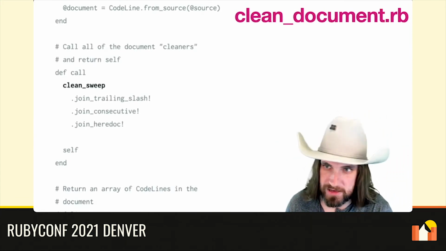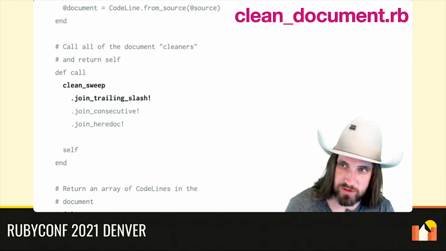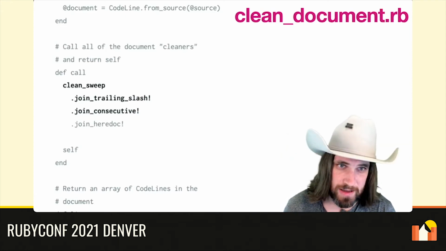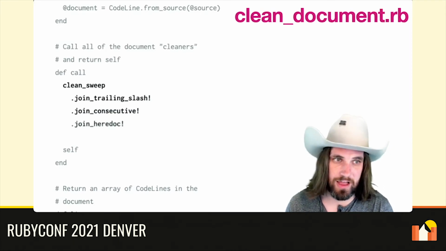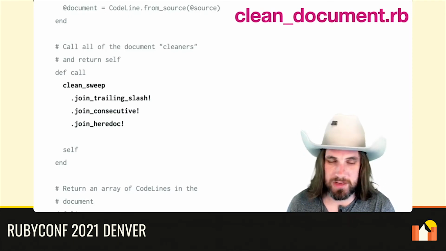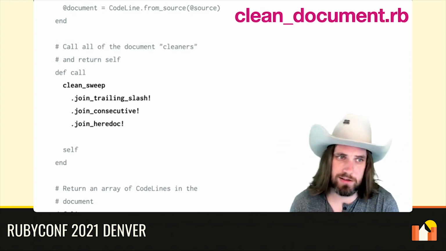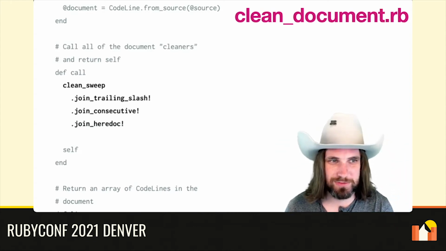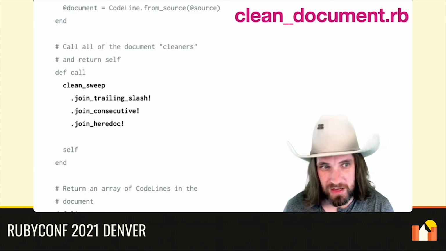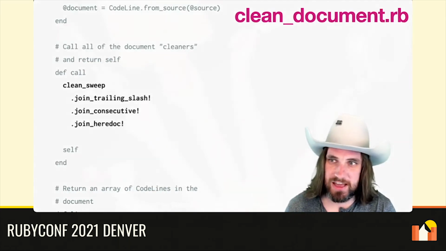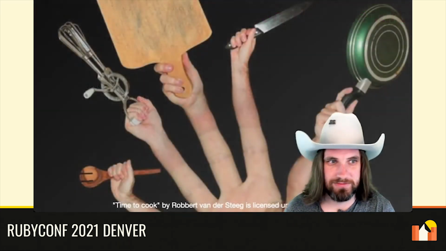It's going to clear out comments and stray white space. It's going to join lines with trailing slashes. It's going to join lines with chain methods, and then finally handle our here docs. And then internally, it represents all of these lines as an object type called a code line. Yeah, I know, pretty inventive. But those code lines and the array that holds them, representing the document, is then passed to our search class.